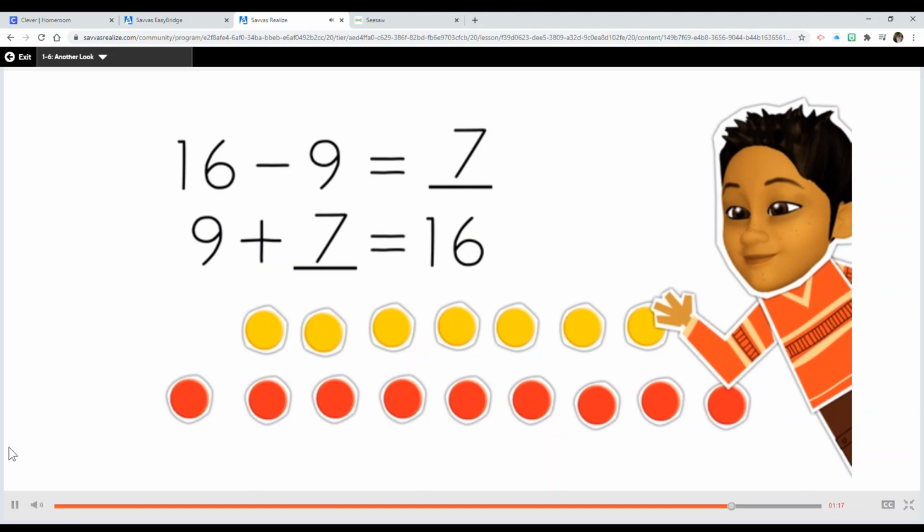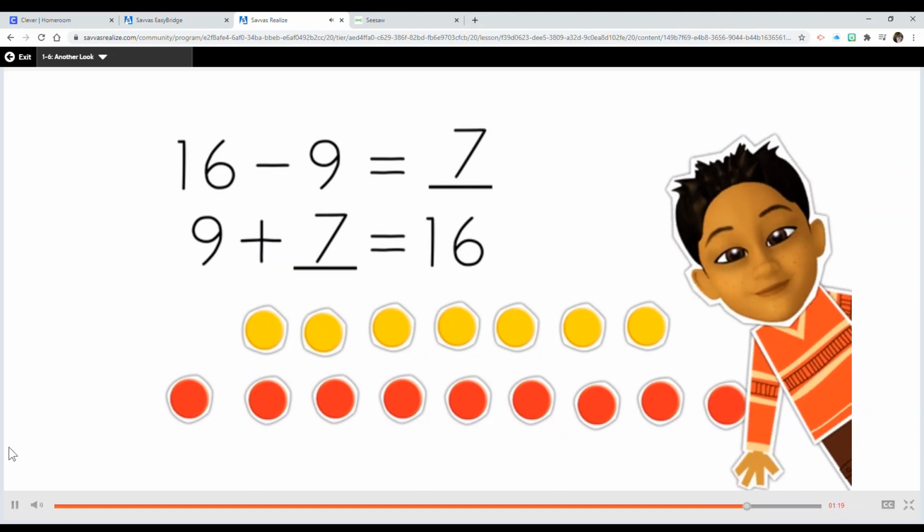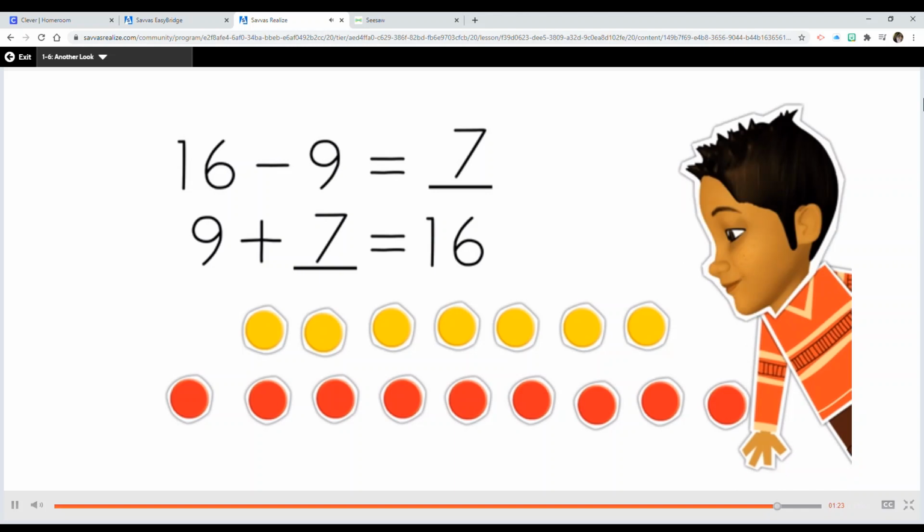Wow, that's so cool! Yeah, it is. I love that using fact families for numbers can help us solve all types of problems.